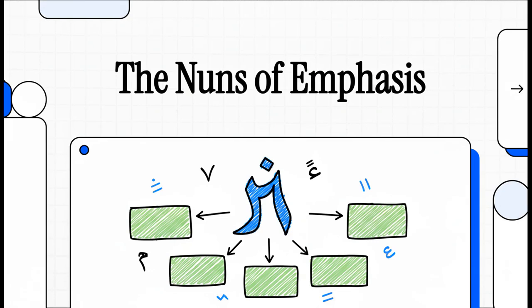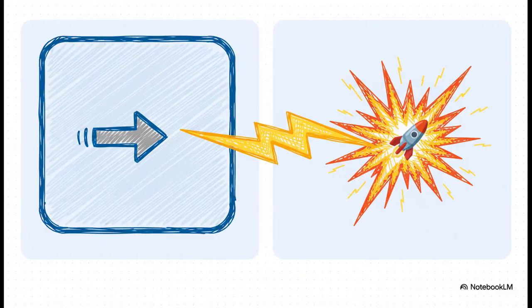You know when you're reading Arabic and you come across a verb that looks kind of familiar, but it's been stretched out and ends with this really heavy N sound? Well, that's no typo. It's actually one of the most powerful tools in the language for adding emphasis. So let's dive right into this awesome feature, the nuns of emphasis, and totally demystify the spelling changes that come with them.